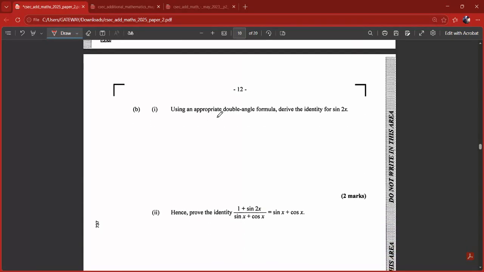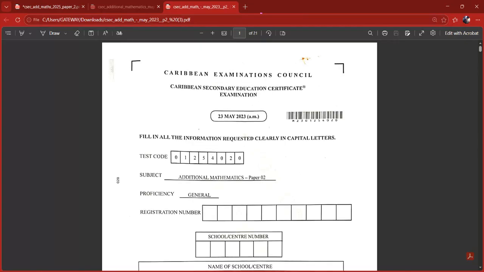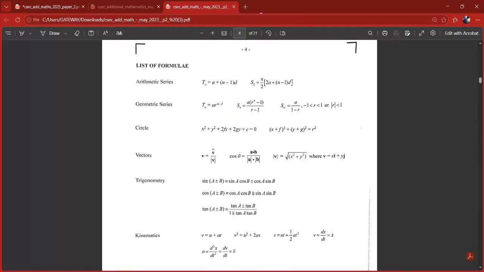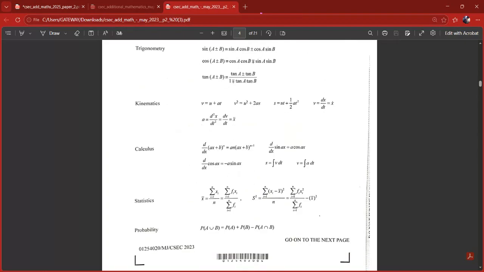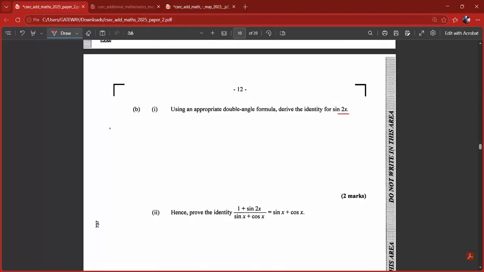Part B, using the appropriate double angle formula, derive sine of 2x. This is pretty simple. You get this from the formula sheet as well. I would not be able to do this question tonight, so I will just show you the formula sheet one time for that. So this is the double angle formula here. Using that, for sine of 2x, I'm going to split up 2x into x plus x.